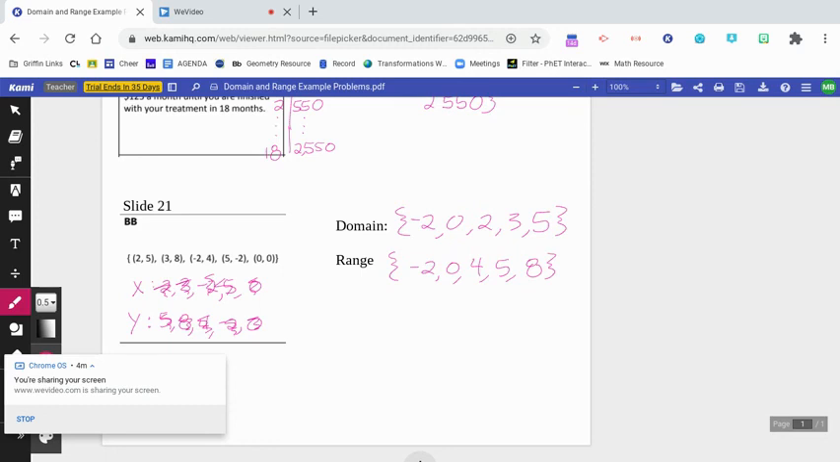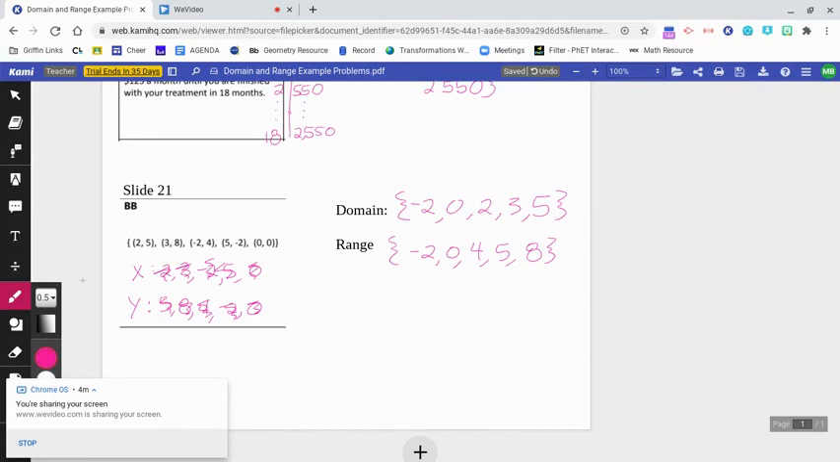So those were some examples of identifying the domain and range given a map, a word problem, and a set of ordered pairs.